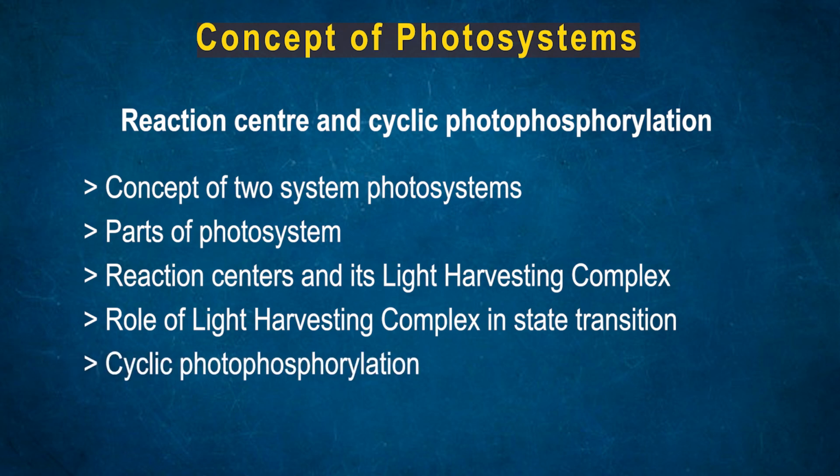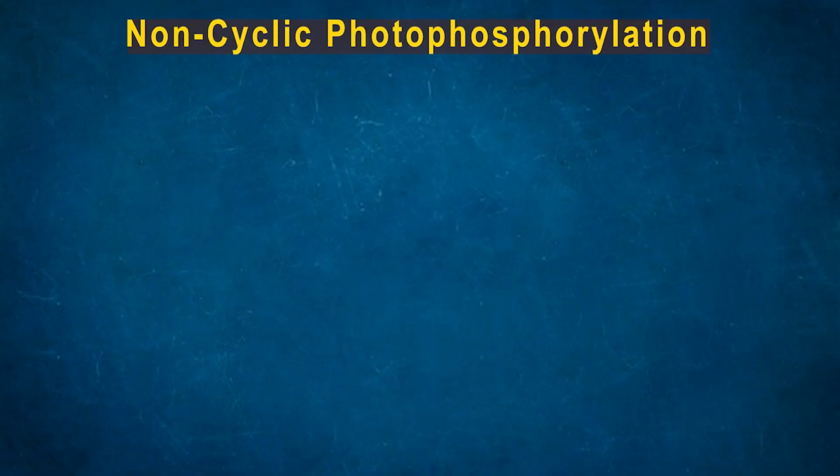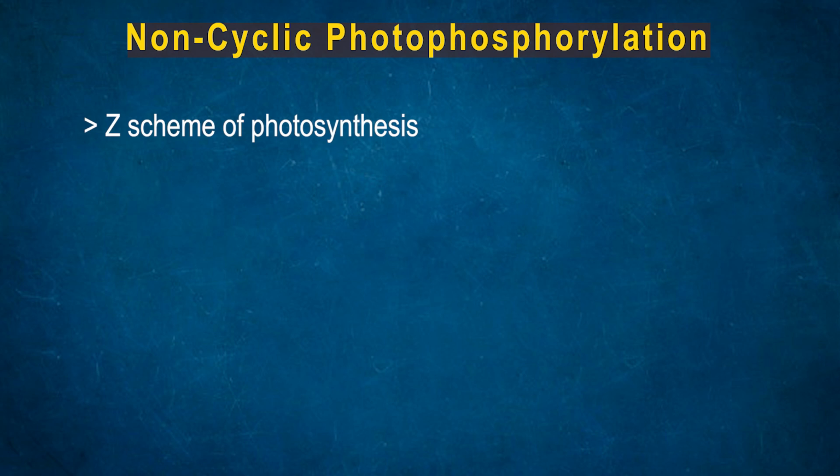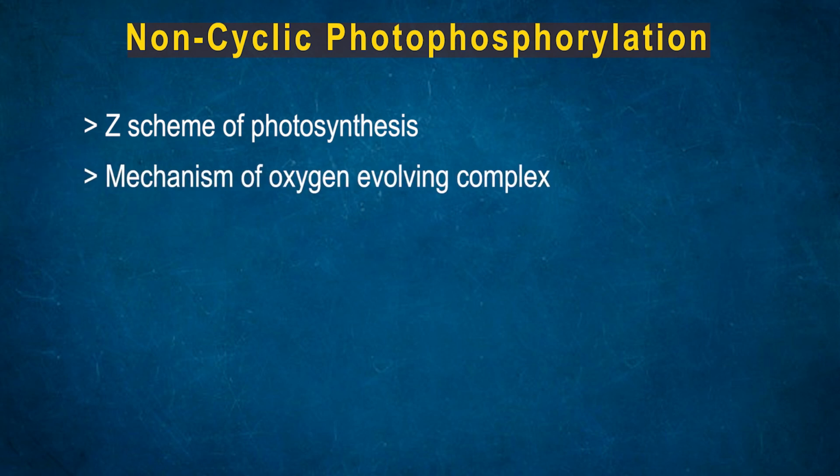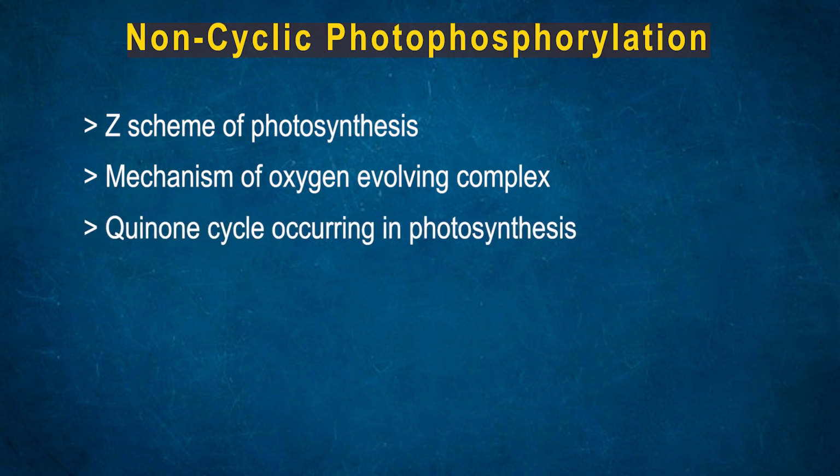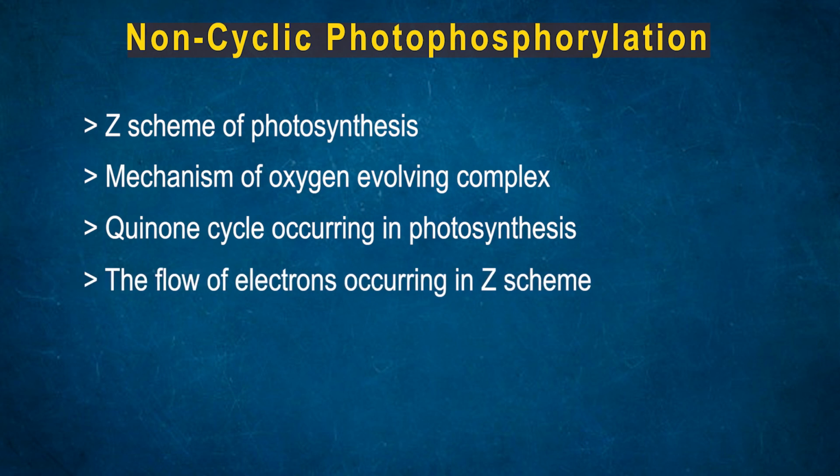You will get to know about the definition as well as mechanism of cyclic photophosphorylation or CPP, non-cyclic photophosphorylation. Here you will know the Z scheme of photosynthesis, the mechanism of oxygen evolving complex, quinone cycle which occurs during the course of photosynthesis, the flow of electron in Z scheme of photosynthesis. One by one, the electrons are passing through different redox centers, as well as non-cyclic electron flow.